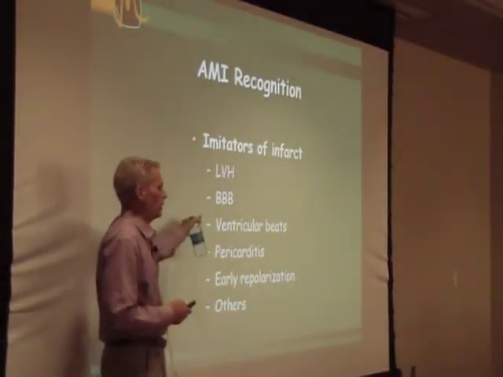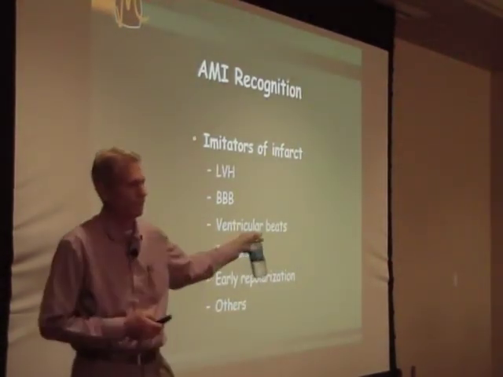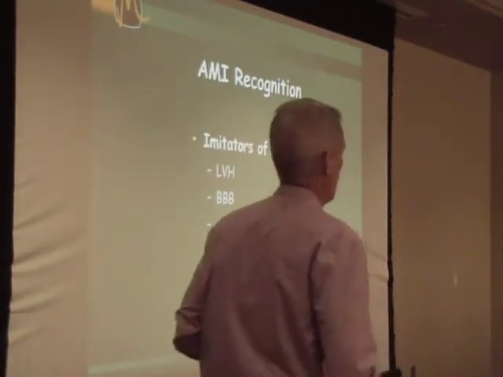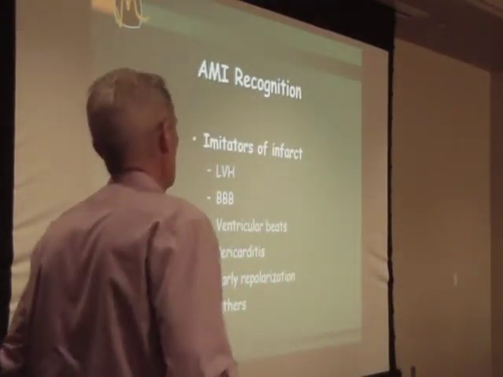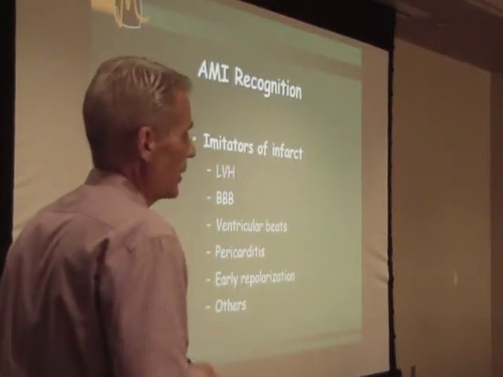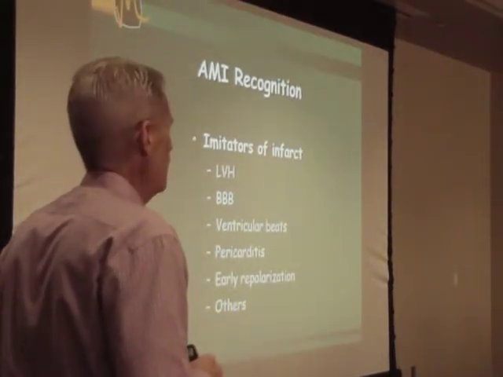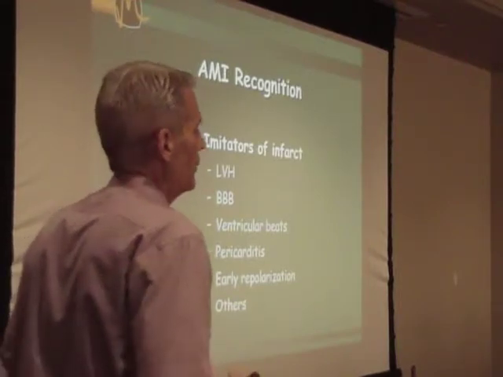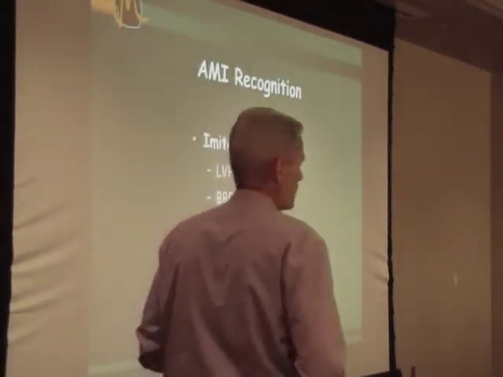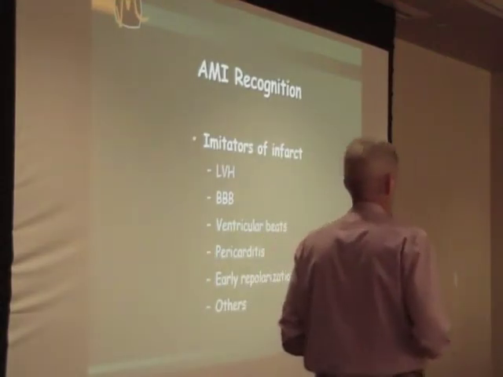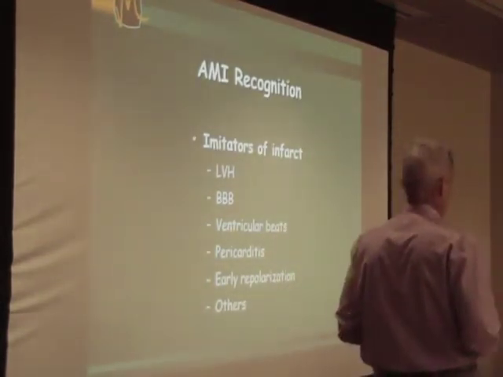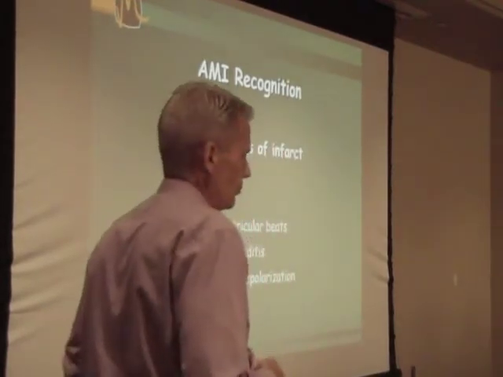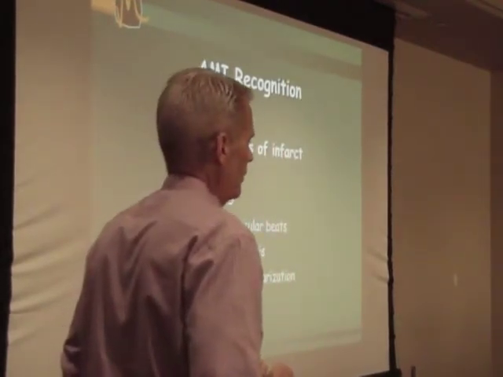So here's what we're going to talk about later on today. The most frequent imitators: bundle branch block, specifically left. Left ventricular hypertrophy is another one. Benign early repolarization pattern, pericarditis, and there's a few others that we're going to mention. So we'll spend considerable time later on this afternoon talking about those patterns.